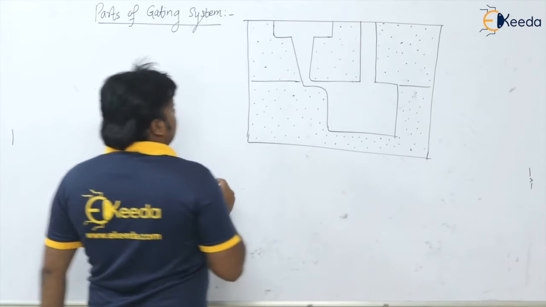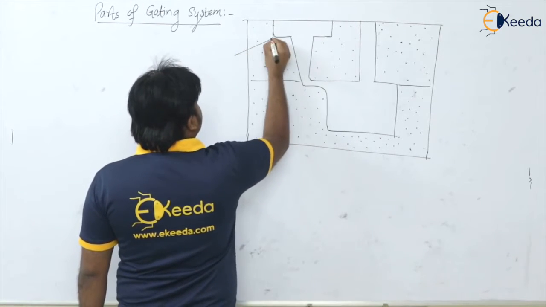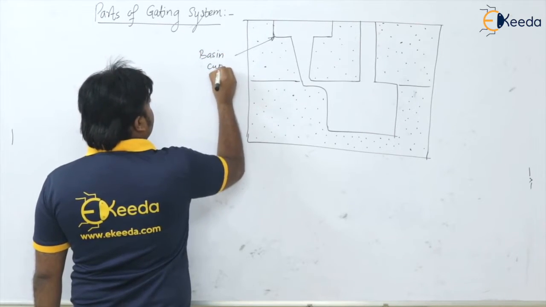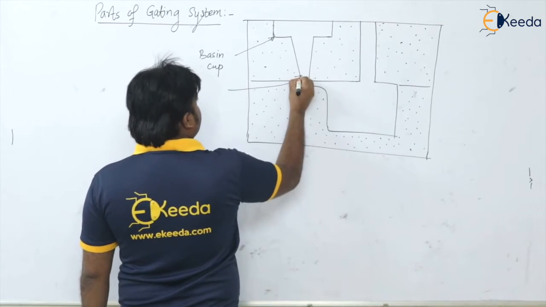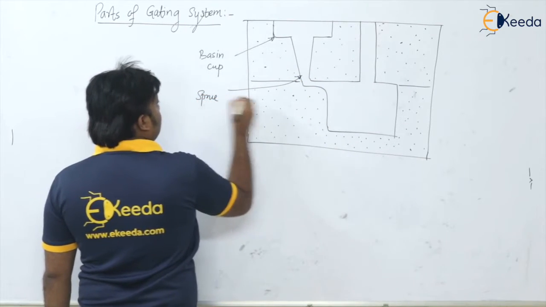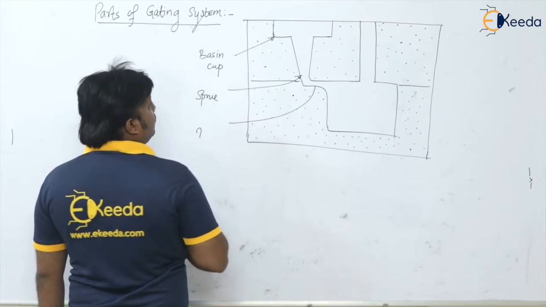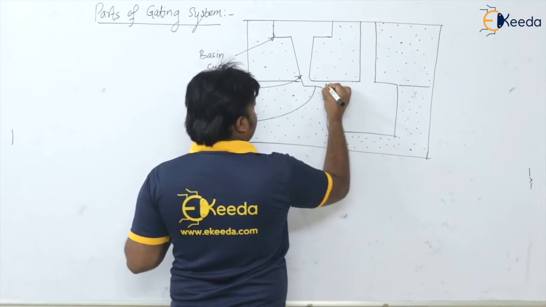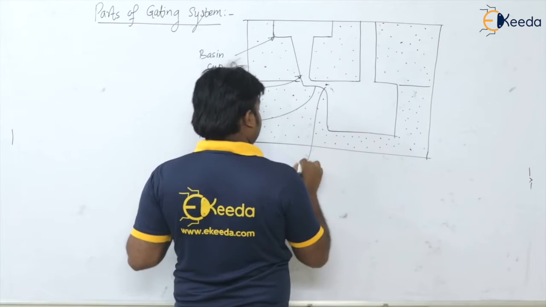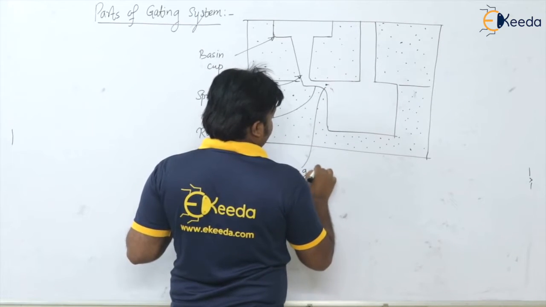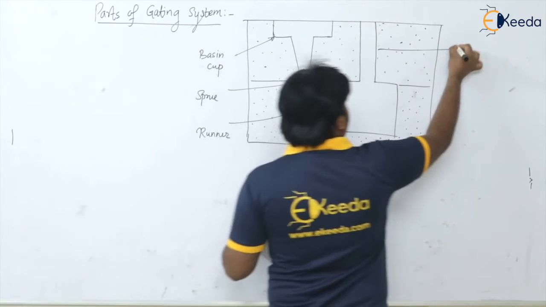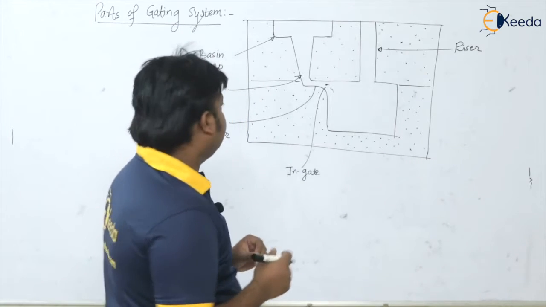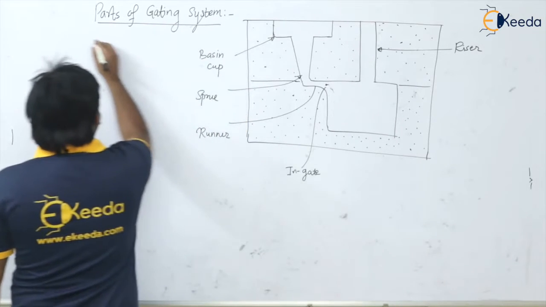So students, as you know, the gating system has the basin or cup, then this is the sprue, this is the horizontal runner, and the ingate, gate or ingate, and of course this is the riser. So these are the parts that are included in the gating system. So let us see, number 1 is basin.